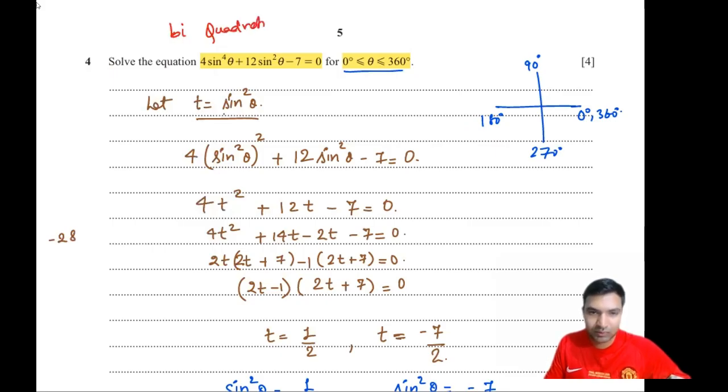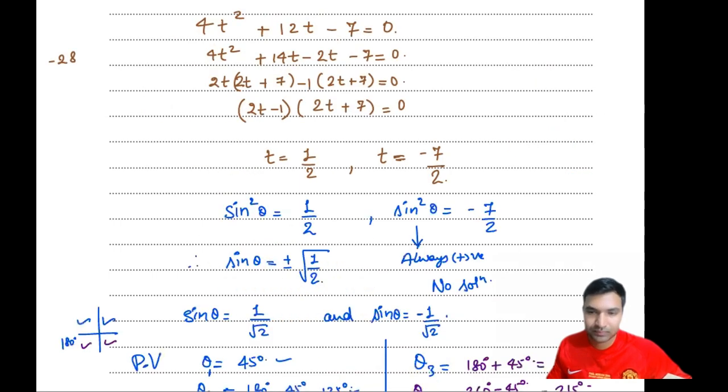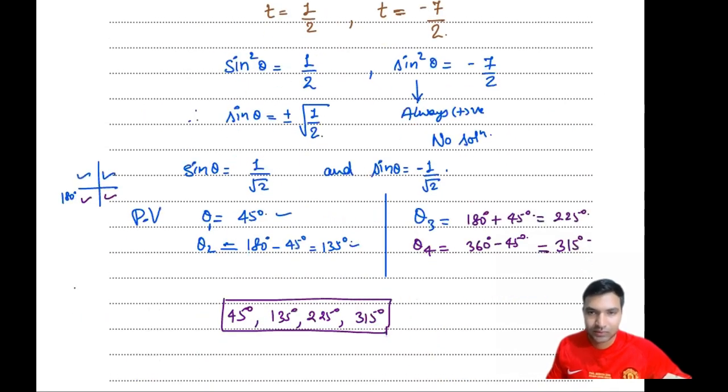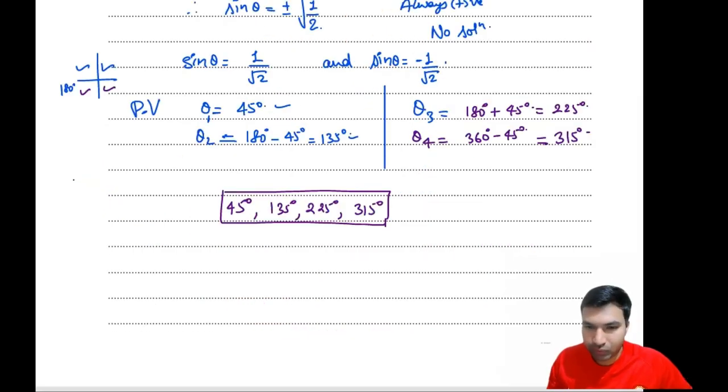Biquadratic means the power of x is 4. So technically I should have 4 roots at the most. And we got 4 roots for this equation, right? So this makes sense. All right, moving on to the next one.